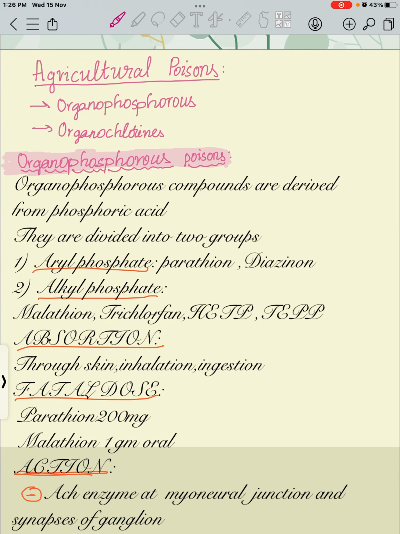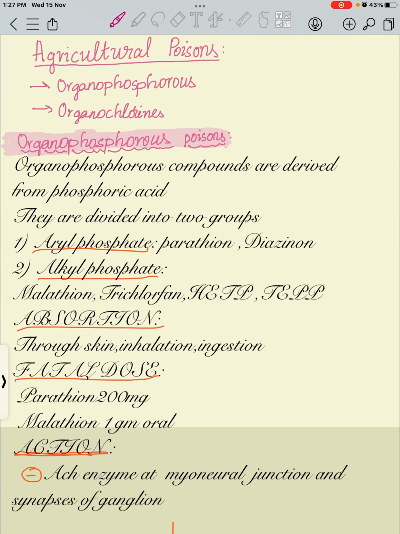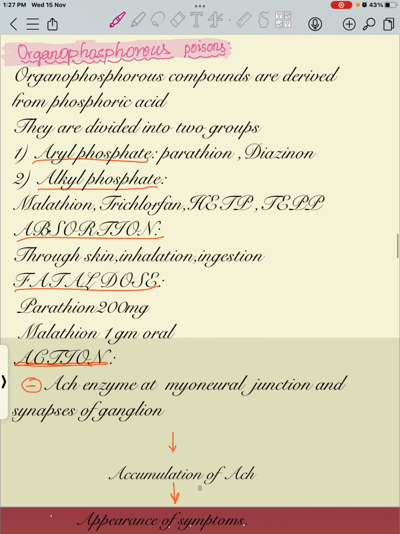Agricultural poisons. There are two agricultural poisons. They are organophosphorus and organochlorines. Organophosphorus poisons, OP poisons. Organophosphorus compounds are derived from phosphoric acid. They are divided into two groups, aryl phosphate and alkyl phosphate. Aryl phosphate poisons are of two types, parathion and diazinon. Alkyl phosphate poisons include malathion, trichlorphan, HETP, TEPP.